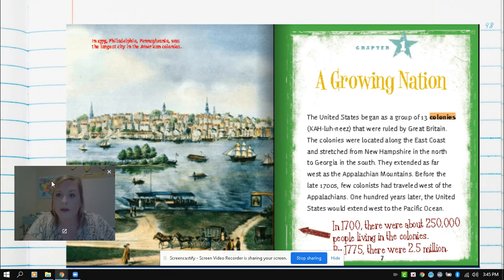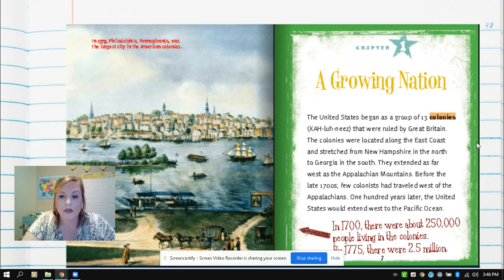Chapter 1, A Growing Nation. The United States began as a group of 13 colonies that were ruled by Great Britain. The colonies were located along the East Coast and stretched from New Hampshire in the north to Georgia in the south. They extended as far west as the Appalachian Mountains. Before the late 1700s, few colonists had traveled west of the Appalachians. 100 years later, the United States would extend west to the Pacific Ocean.